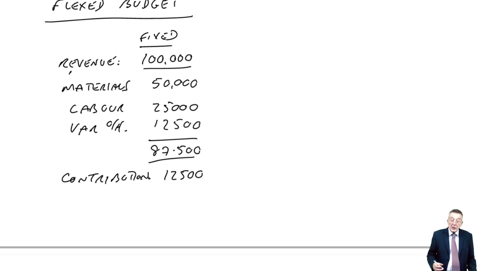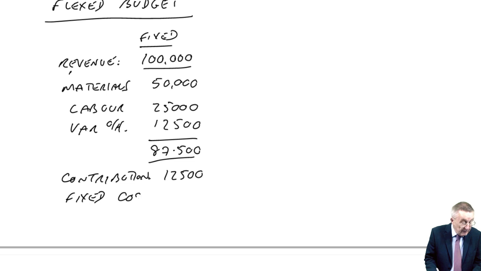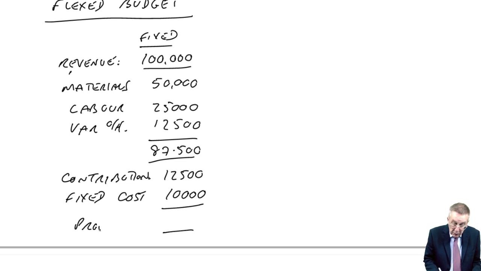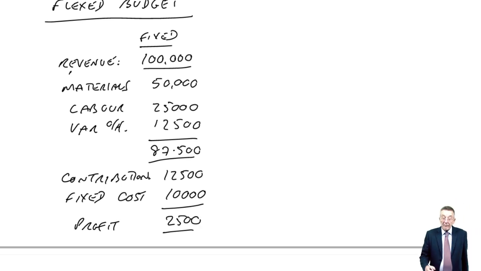That's the contribution, but of course there are fixed costs. We've budgeted on 10,000. And therefore the budgeted profit is 2,500. So there we are. There is our original fixed budget. There's our target for the year.